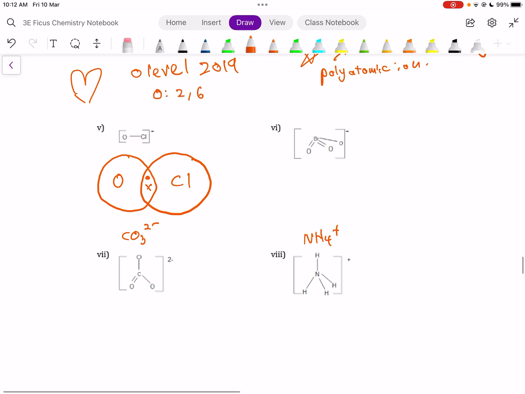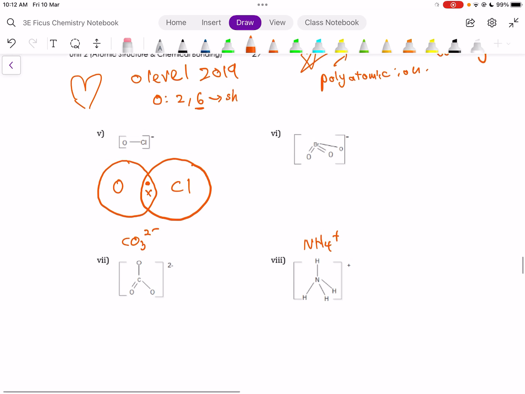Oxygen is 2, 6. Based on 6, the 2 is nothing, we just focus on the outermost. So you share 2 because 2 more to go to 8, then you are left with 4. Chlorine is 2, 8, 7. So you share 1, then you are left with 6. So for chlorine I'll put 6 more outside.